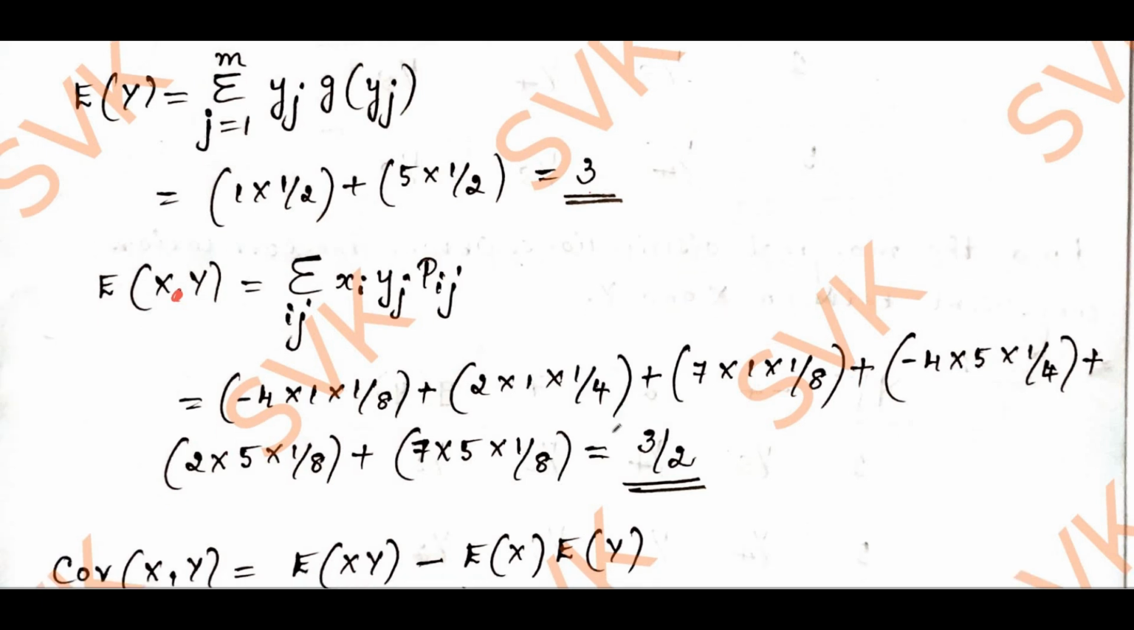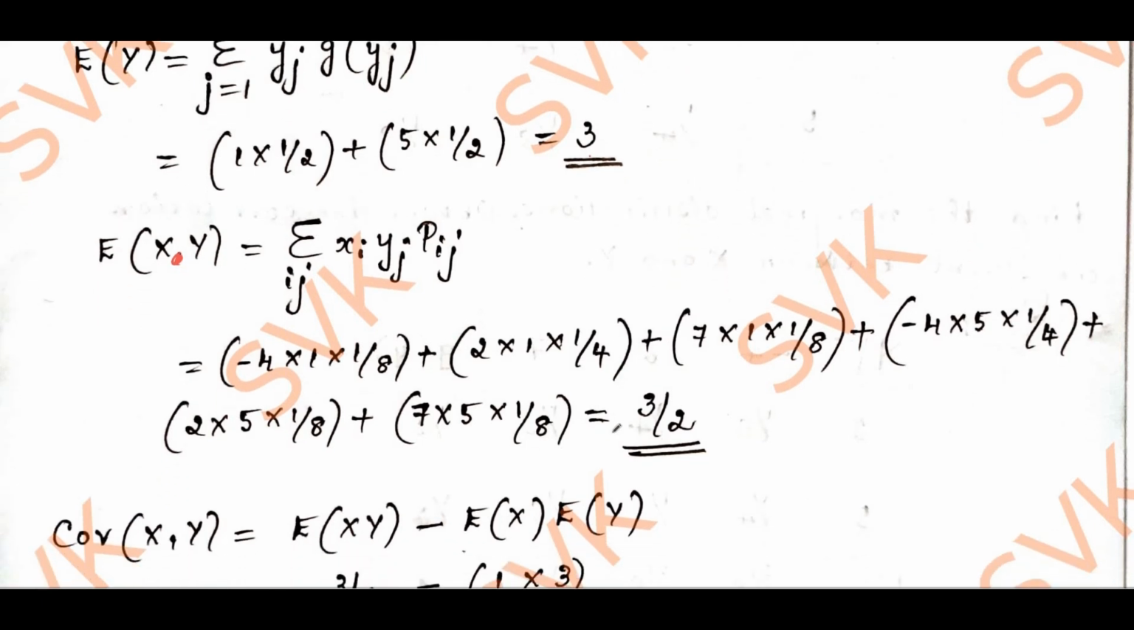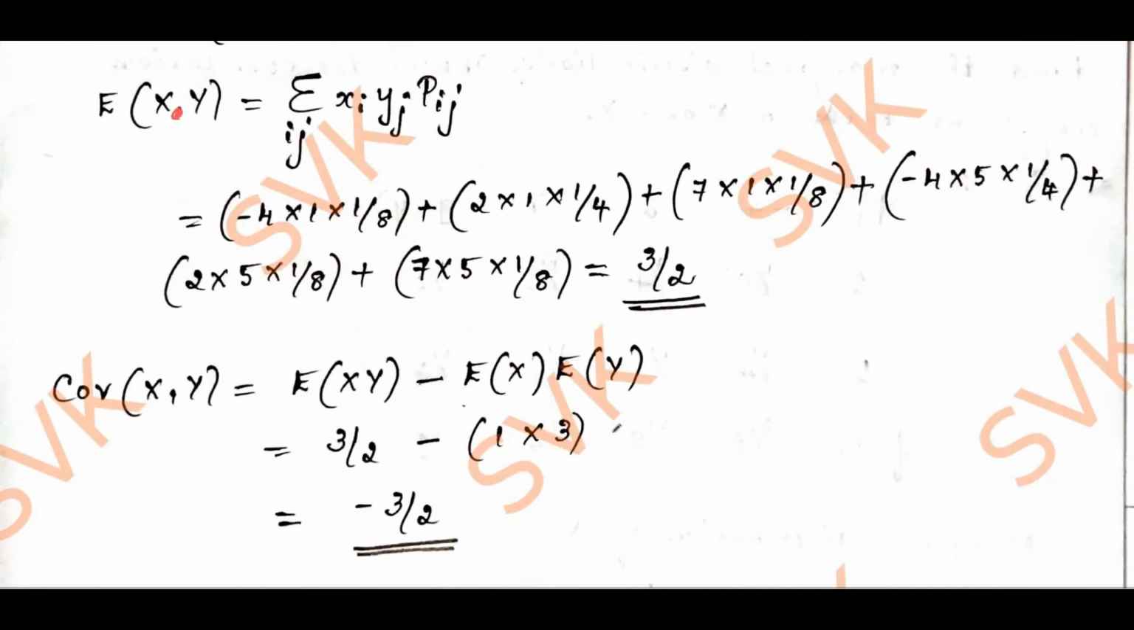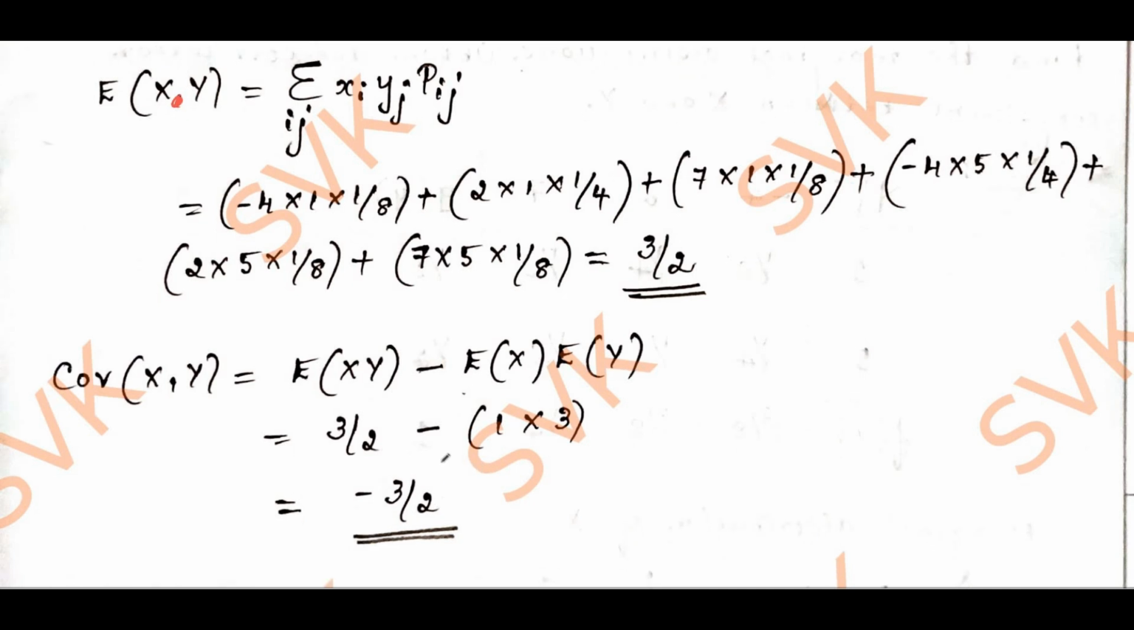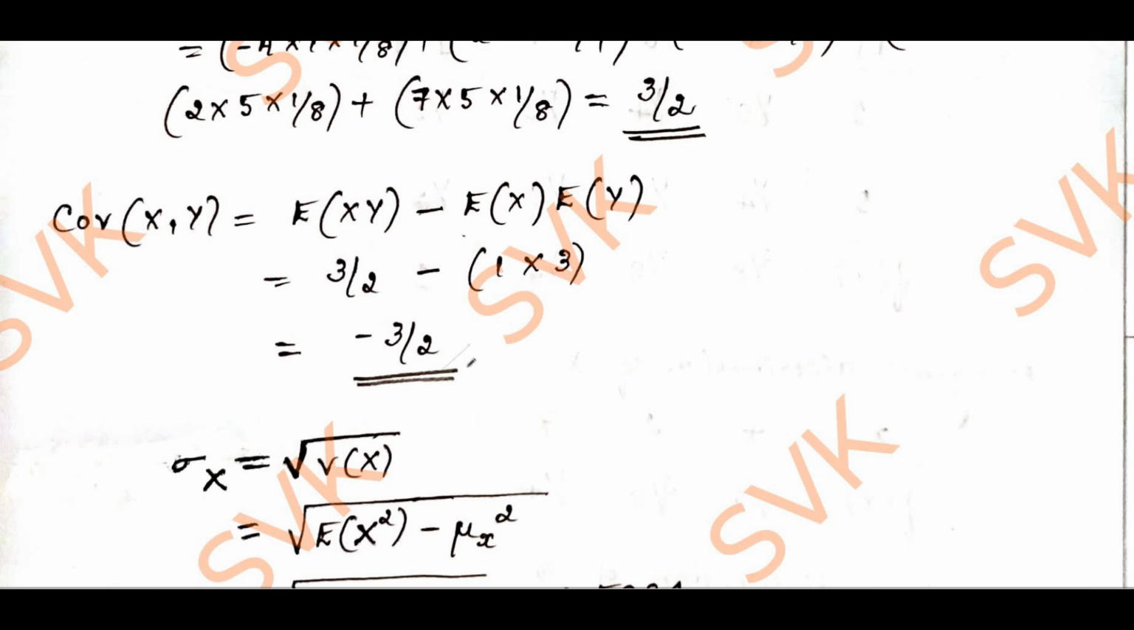After coming to know E of xy, E of y and E of x, find the covariance. Covariance of xy is given by expectation of xy minus expectation of x into expectation of y. Substituting all those values, I got the value of covariance of xy as minus 3 by 2.